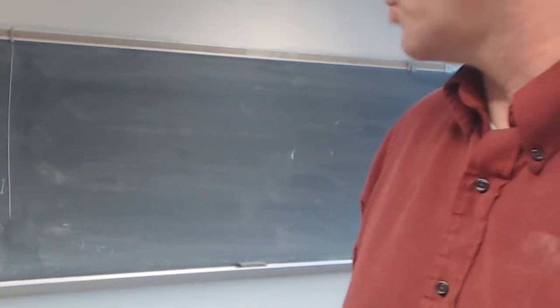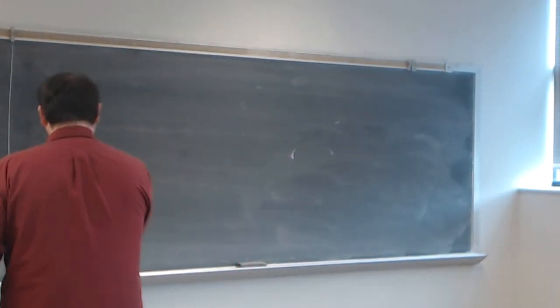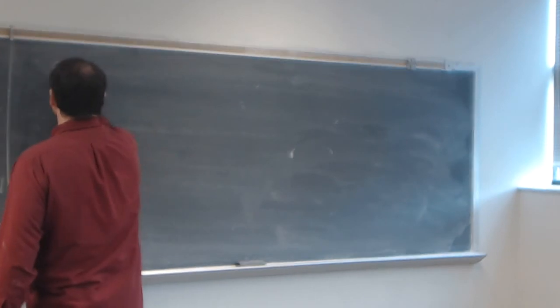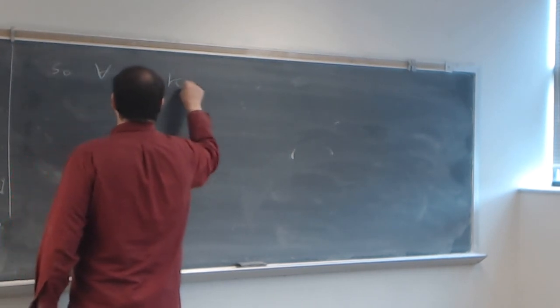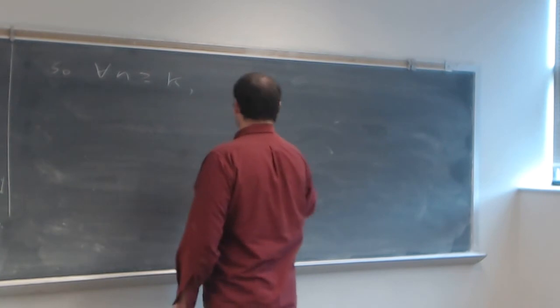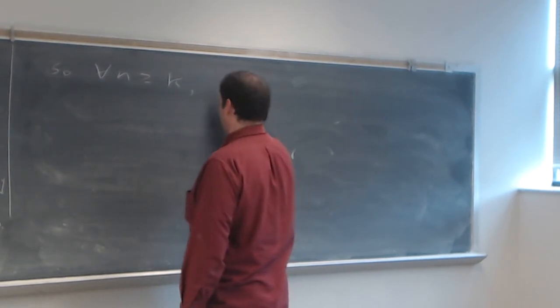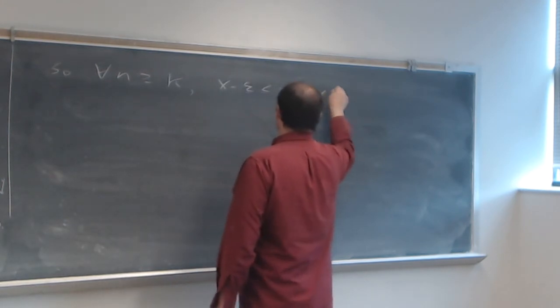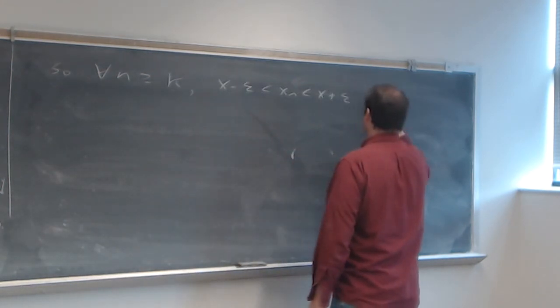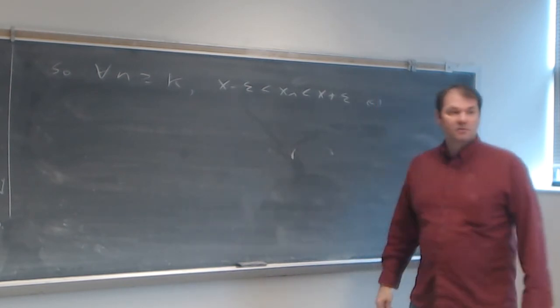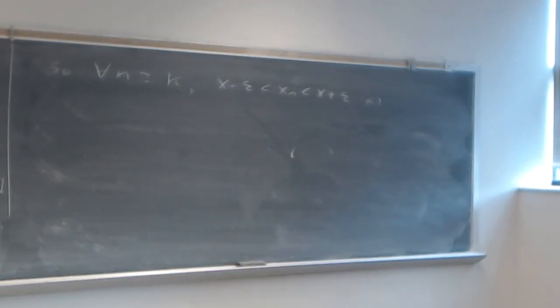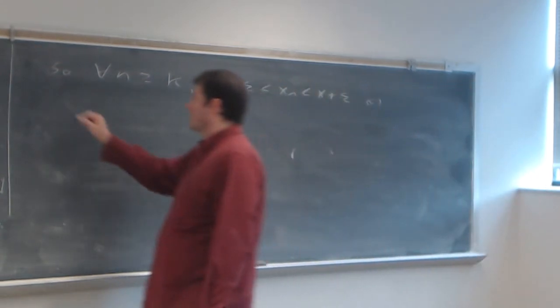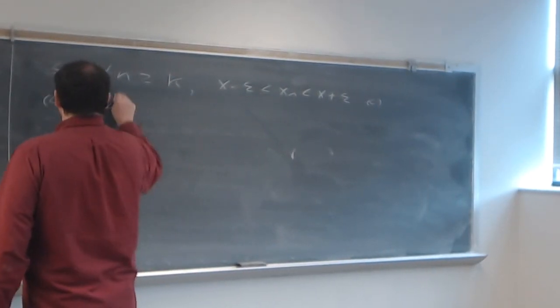We're very close to having what we want. So for all n bigger than or equal to k, if we solve for x of n, we add x to both sides of that previous inequality. We have x minus epsilon is less than x of n, which is less than x plus epsilon. And that is C. Okay, so we've done that part. So we've done A implies B and B implies C. Now we need to show that C implies D. That's what I'm working on.